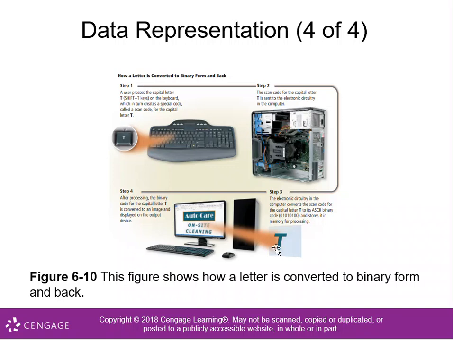So, huruf T tadi, contohnya you tekan huruf T besar, capital letter T. Okay, scan code tadi akan tukarkan T yang you tekan tadi ke dalam bentuk ASCII. Okay, ASCII saya dah sebut previous class. So, ASCII code bagi capital letter T, dia akan tukar kepada bentuk binary 01010100 and stores it in the memory for processing. After processing, the binary code for the capital letter T is converted to an image and displayed on the output device. Okay, bila disimpan dalam memory, kemudian dia akan displaykan, dikeluarkan di screen, di monitor dalam bentuk image. Okay, this is how a letter is converted to binary form.